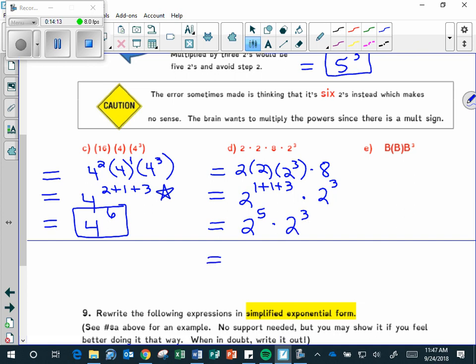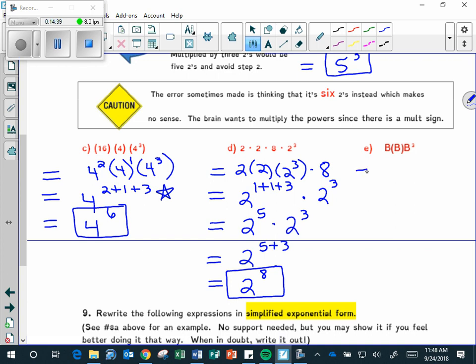So remember, our goal was to get 1 base and 1 power. So if I have 5 2's and then another 3 2's, I've got 8 2's. But again, if it helps to write that step, go ahead and write that. And if you need to write the whole thing out in expanded form, you can for now. As you progress, you'll find that that will become a little too much labor involved.